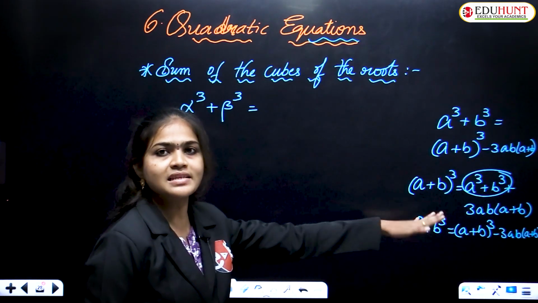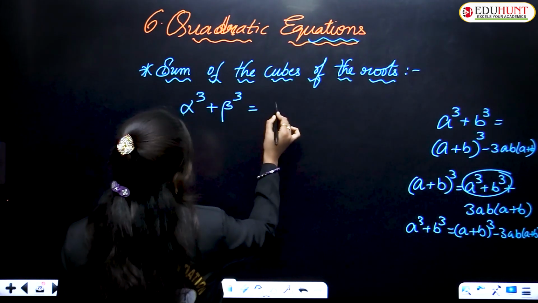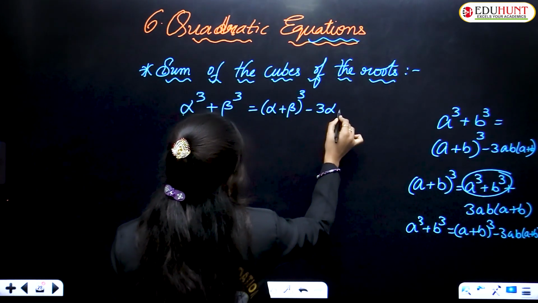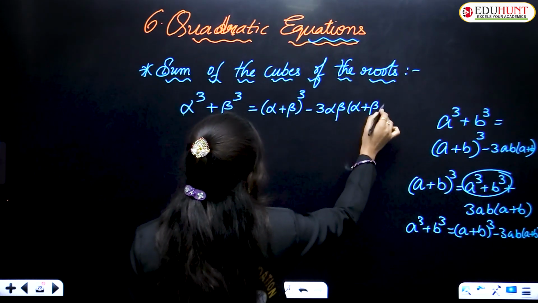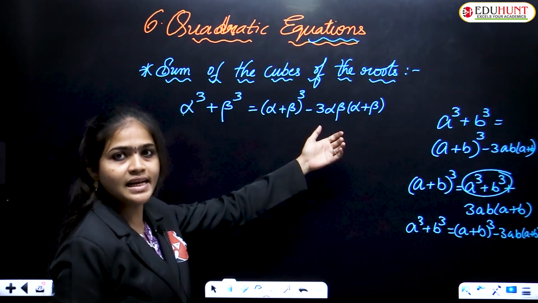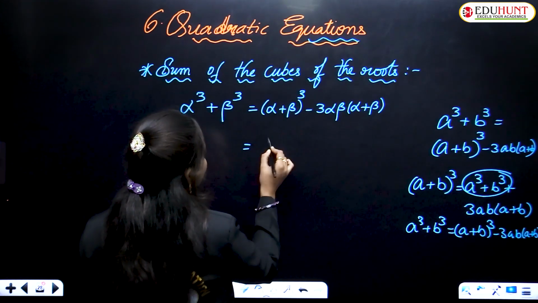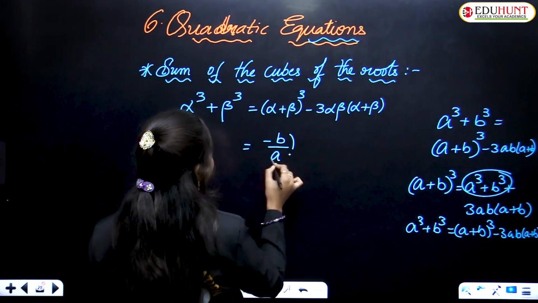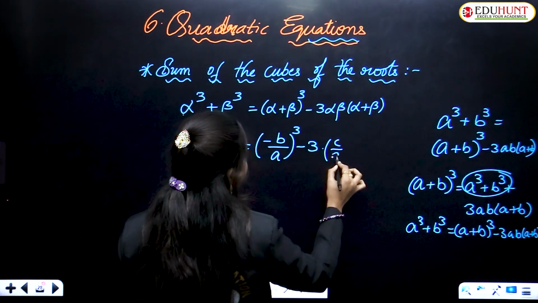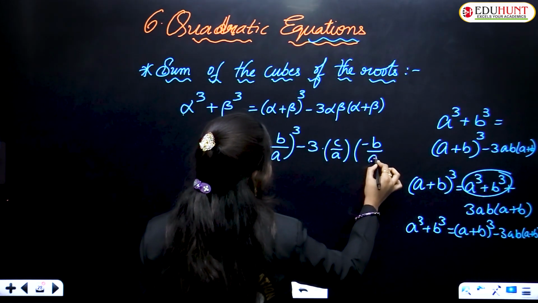Am I clear? So apply the same formula here. a is equal to alpha, b is equal to beta. So it is equal to (alpha plus beta) whole cube minus 3 alpha beta into (alpha plus beta). Understand that formula? Now, by observing this, here alpha plus beta is nothing but the sum of the roots. Sum of the roots, we know, is minus b by a, whole cube, minus 3 into alpha into beta, that is the product of the roots, c by a, and this is the sum of the roots, which is equal to minus b by a.